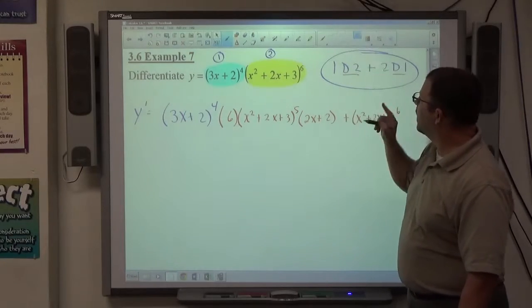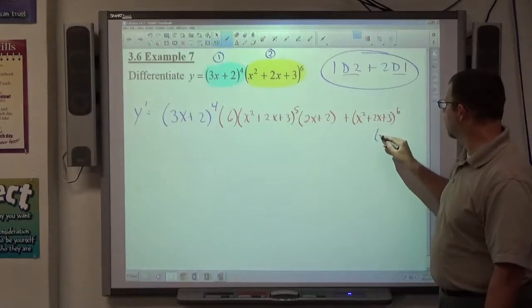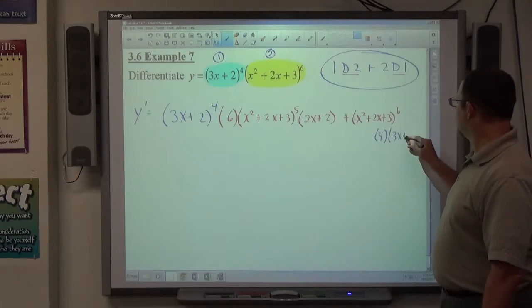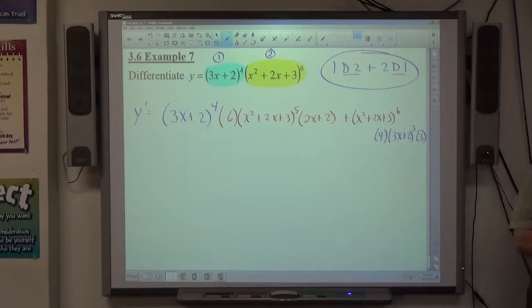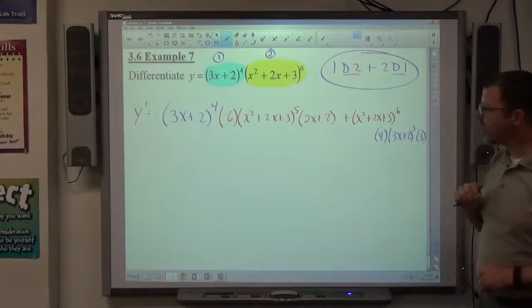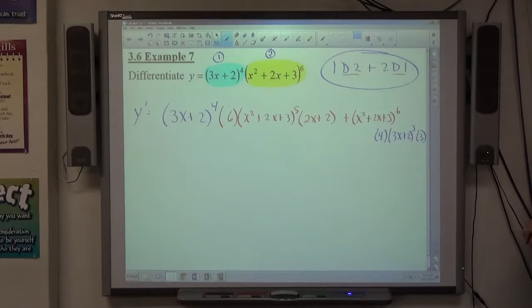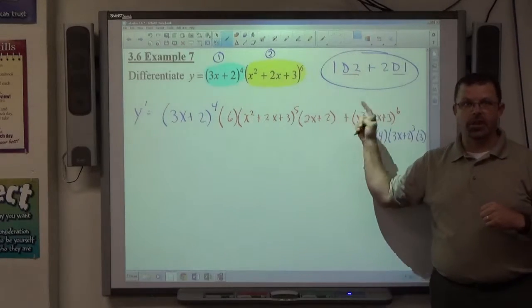Then d1 is the derivative of this power structure, so I use the power rule: 4 times (3x plus 2) to the 3rd, times the derivative of 3x plus 2, which is 3. Again, as you take a derivative, ask what rule you have to use. In each case, the derivative is a chain rule. This is another basic structure you're going to see quite often in this section, and it's going to happen on quizzes and possibly tests: polynomial to a power times polynomial to a power, product rule to differentiate, chain rule within it.